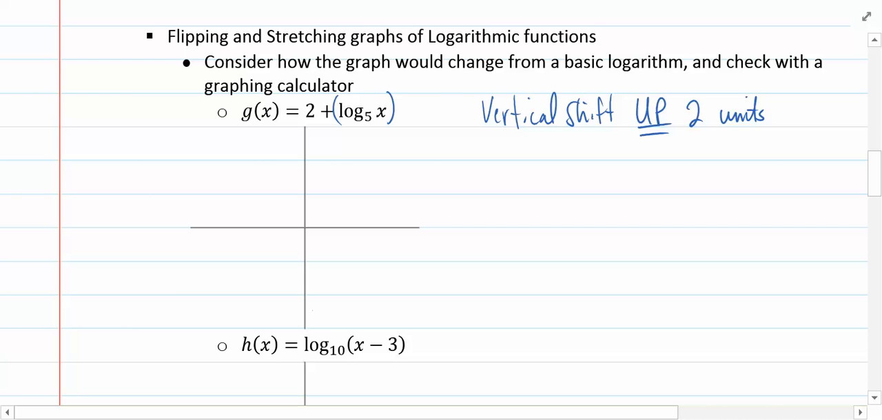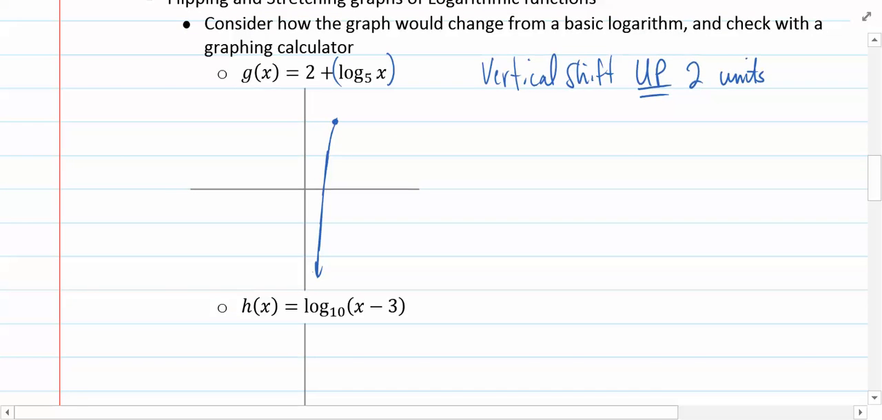Whereas our original logarithmic function might have the intercept here at (1, 0), this new one would not have a point at (1, 0). Instead, it would have a point here at (1, 2). This is where it's been shifted upwards. And the graph of this function would come down and increase up and towards the right this way here.